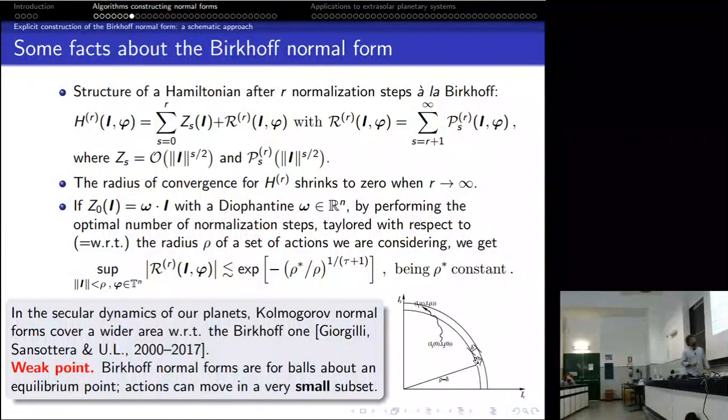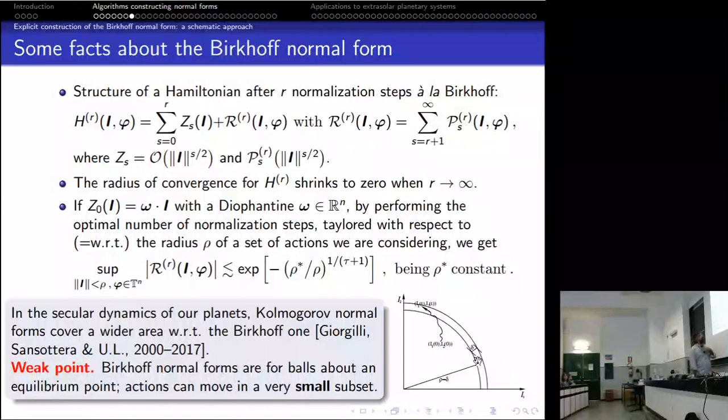Okay. Well, what is a bit less known is that when we try to apply the results and this kind of exponential estimates, usually called also Nekhoroshev estimates, to some interesting problem in celestial mechanics, well, we have always obtained results that are less performing with respect to those we have obtained by applying KAM.